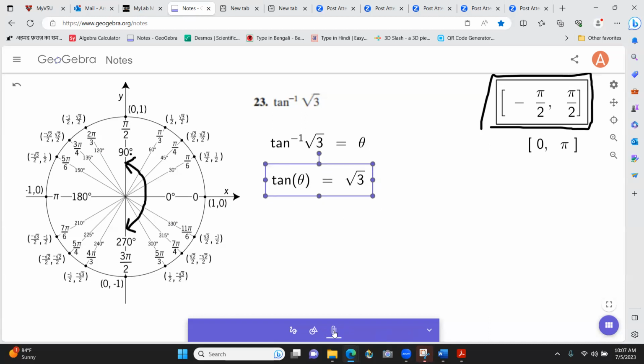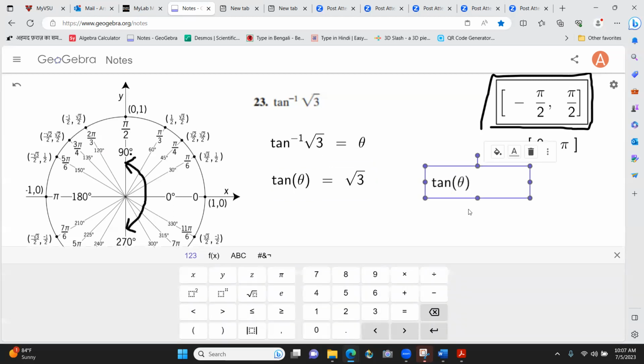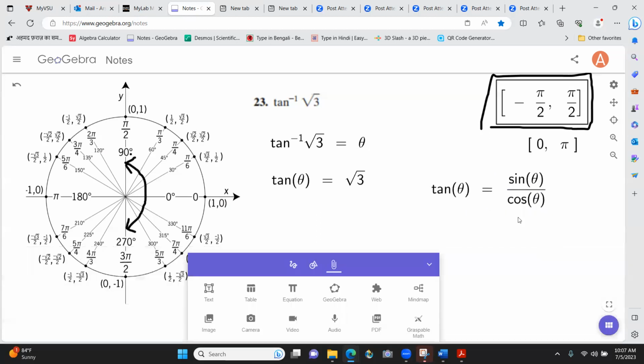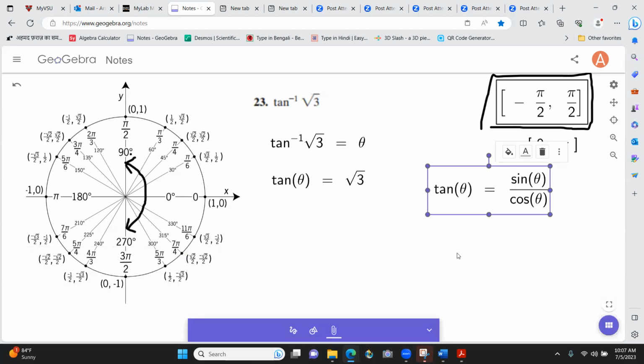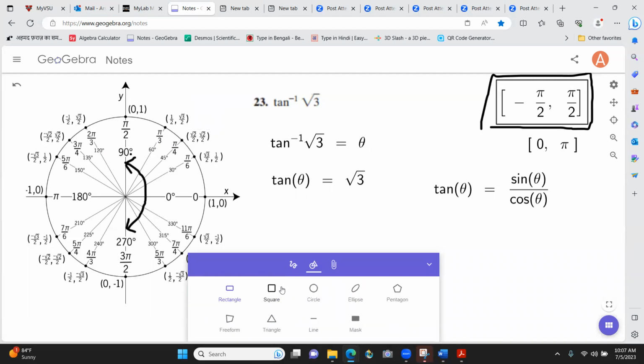Well, remember, guys, tangent theta is sine over cosine. And I'm going to divide sine over cosine. Where do I divide? This one will give you 1. Okay, I'm going to try this one, guys. Either this or this. And we kind of saw the one in the bottom. That gave me something else. So I'm going to try this one.